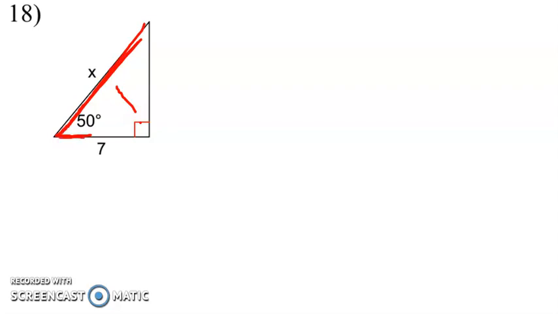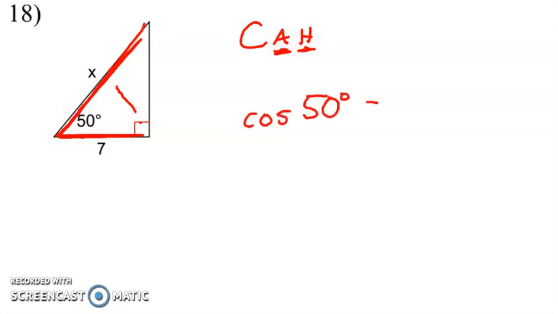And then coming off that 50-degree angle, we don't have the opposite, but instead we have the adjacent side over here that is 7. So if you think about SOH CAH TOA, cosine is the one that has the adjacent and the hypotenuse included in it. And so we're going to use the cosine. So the equation I'm going to set up here is the cosine of that 50-degree angle is the ratio of adjacent over hypotenuse. We've said the adjacent is 7, and we said that the hypotenuse is x.